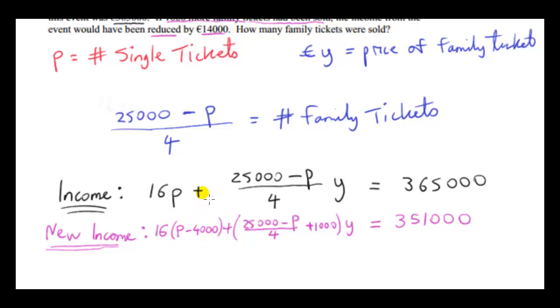Now, by the way, these are not linear equations in P and Y because we have a product P times Y here. You see, if we multiply Y by this expression, we get 25,000 Y minus P times Y. So this equation is non-linear. It's not a line because of the product P times Y appearing.